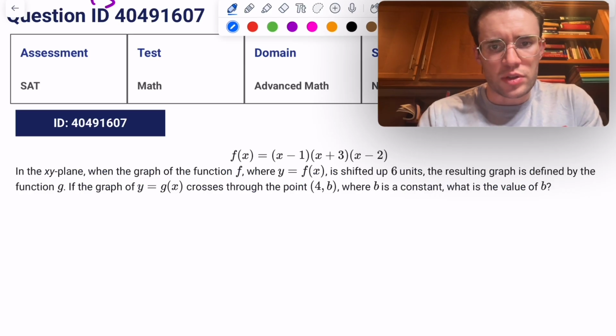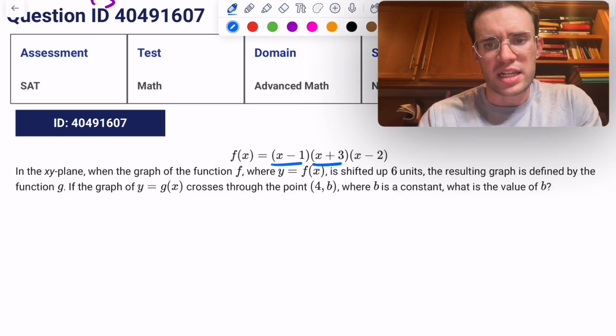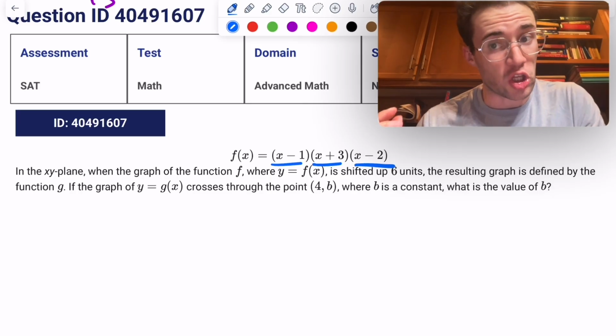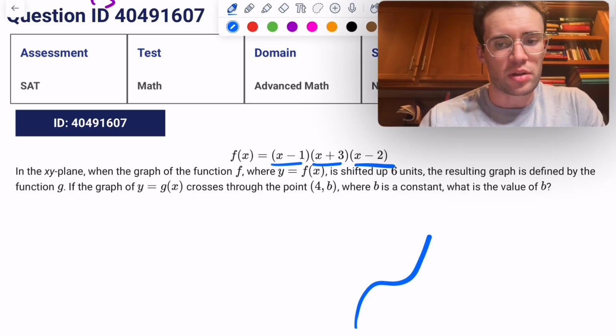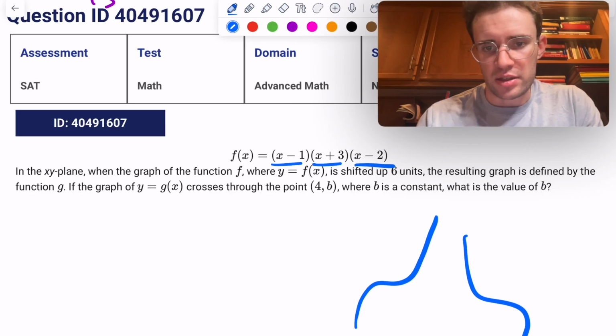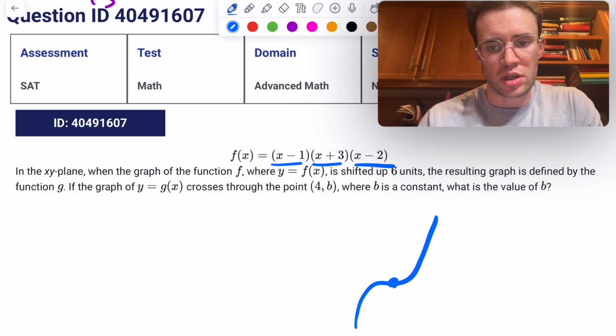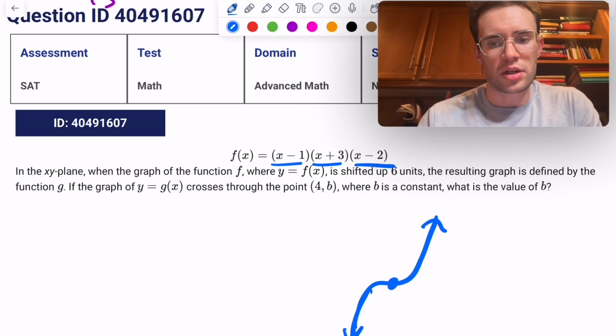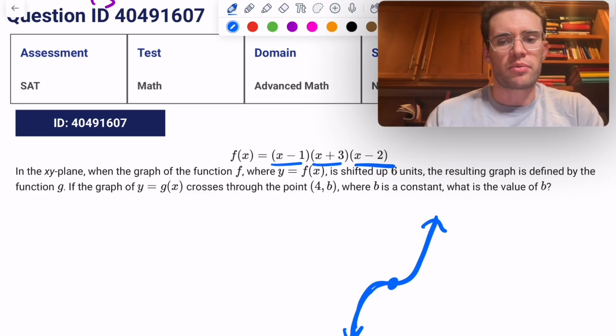f of x equals the quantity x minus 1 times the quantity x plus 3 times the quantity x minus 2. So this will be a cubic function, which means it will either look like that or like that. Looks like this one will be a standard cubic function. Right, so that's the one that goes like this. It's coming up, reaches this point, and it's going up further from there.